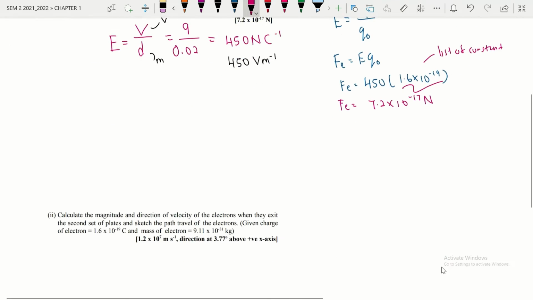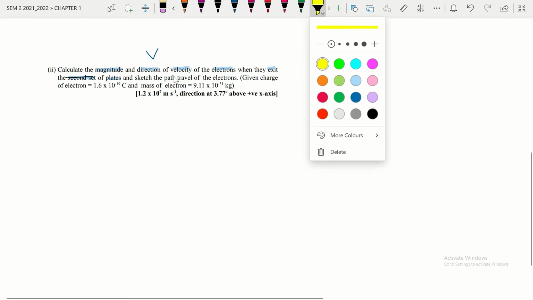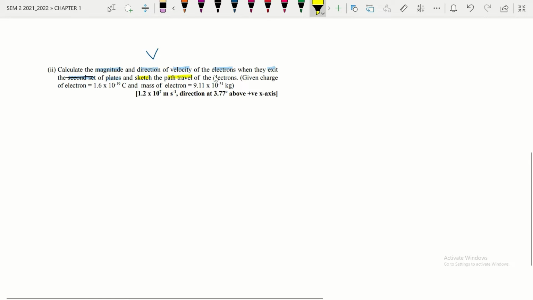Okay, now let's continue with question 12.2. Okay, now the next question asks us to calculate the magnitude and direction of velocity of the electrons when they exit the second set. Actually, guys, you just ignore the word second set. Okay, when they exit the set of plates. Okay, now we need to calculate the velocity when it exits, the final velocity. And we also need to sketch the path travelled by the electrons.